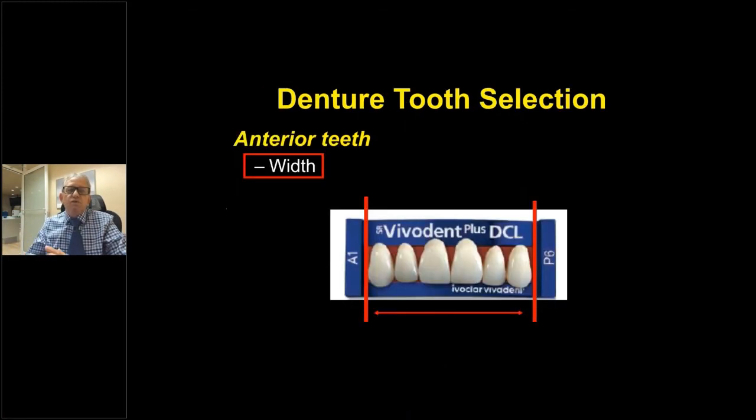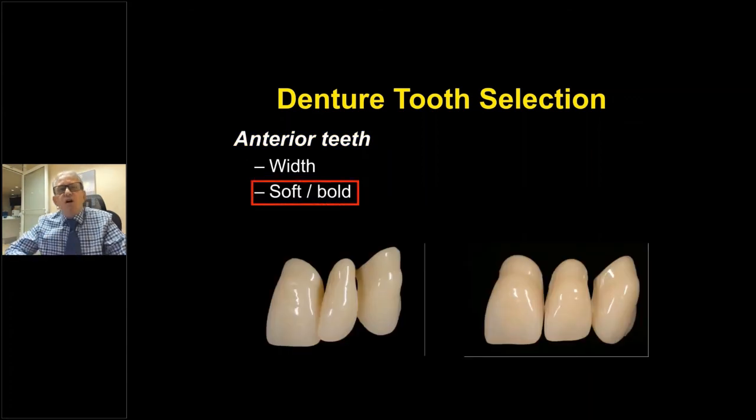So let's see, what's a newer way? All you really have to know is the width of the 1x6. So we're going to show you a way that you can figure that out very quickly and easily with the patient. Then you got to know soft and bold.